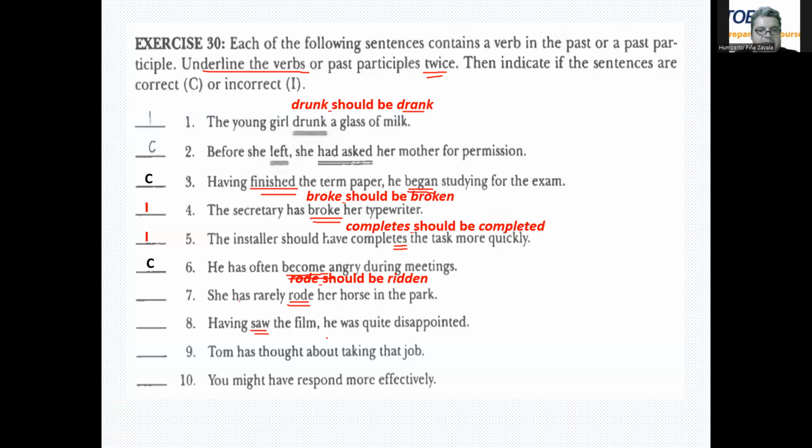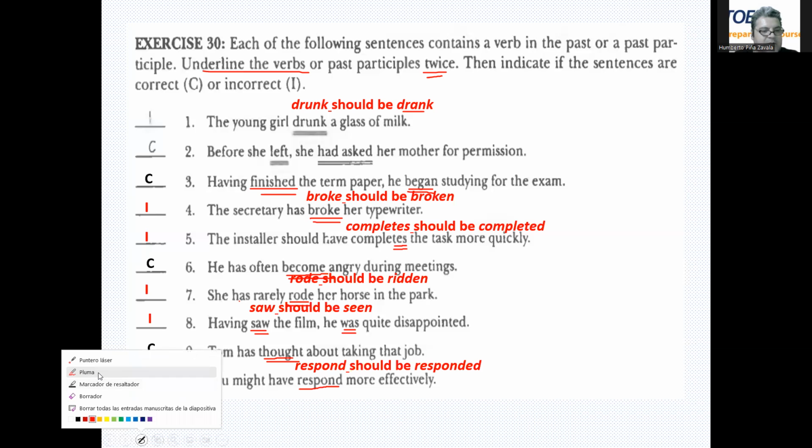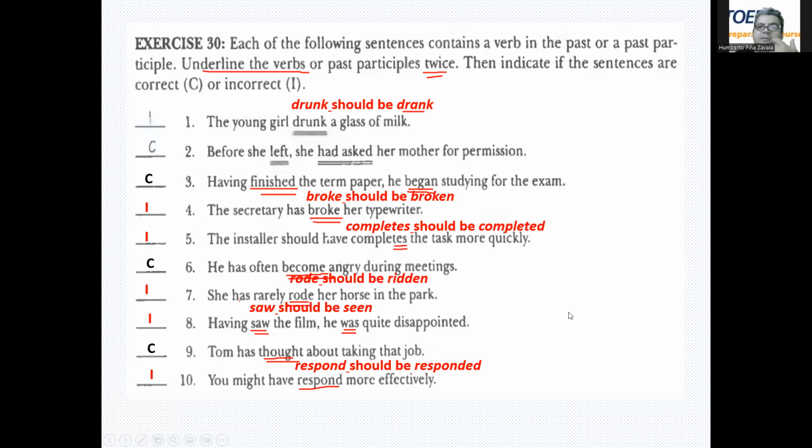Having saw the film, he was quite disappointed. Right, so after have, we have the past participle. So it should be having seen the film. He was quite disappointed. Tom has thought about taking that job. Yes, that's correct. And you might have responded more effectively. It should be, you might have responded more effectively, right? So I'll take a look at what you did. And remember that after have, we're gonna write down the past participle form of the verb.